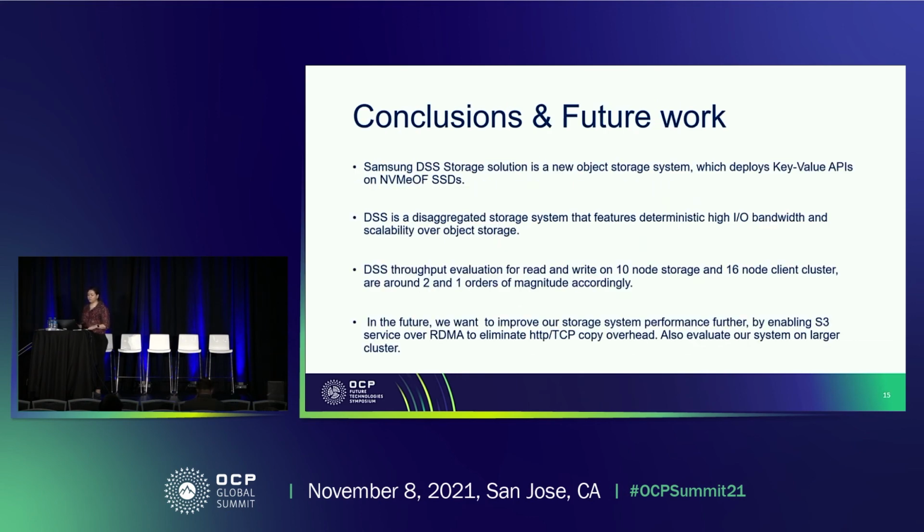As a conclusion, this Samsung DSS storage solution provides the key value API, and it's a new object storage system featuring deterministic high I/O bandwidth with scalability over both the computational side and the storage side. The throughput you get for read is around 180 to 275 gigabytes per second, and for put it is around 26 to 38 gigabytes per second.